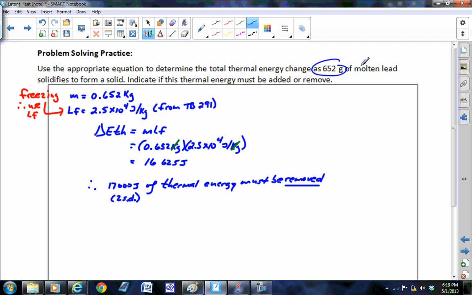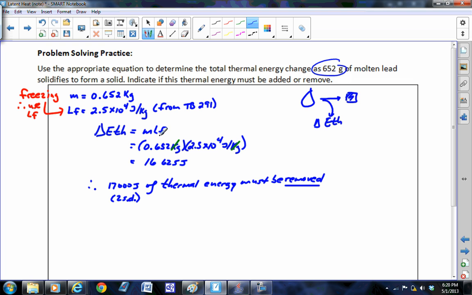So what we have here, we've got lead that has a mass of 652 grams, and it has a latent heat of fusion of 2.5 times 10 to the 4 joules per kilogram, from page 291. And what's going on here is we want to change the molten lead to a solid piece of lead. So we're going to go from a liquid to a solid. In order to do that, we have to remove thermal energy. So we're going to calculate how much thermal energy must be removed in order to do this.